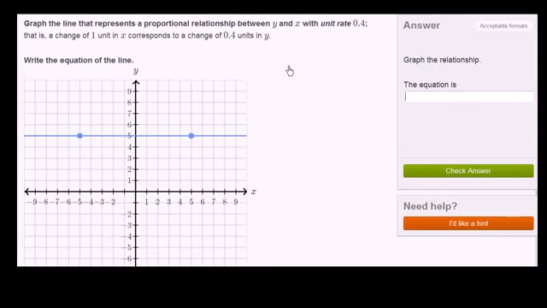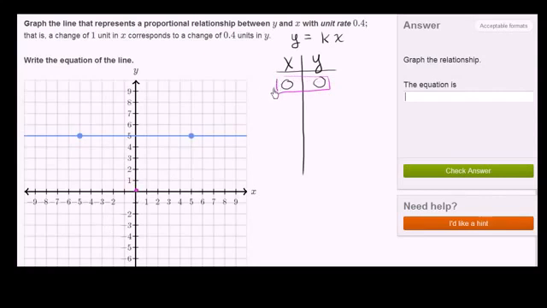So let's think about some potential x and y values. When we're thinking about proportional relationships, that means that y is going to be equal to some constant times x. So if you have 0 x's, it doesn't matter what your constant is, you're going to have 0 y's. So the point 0, 0 should be on your line, right over there.